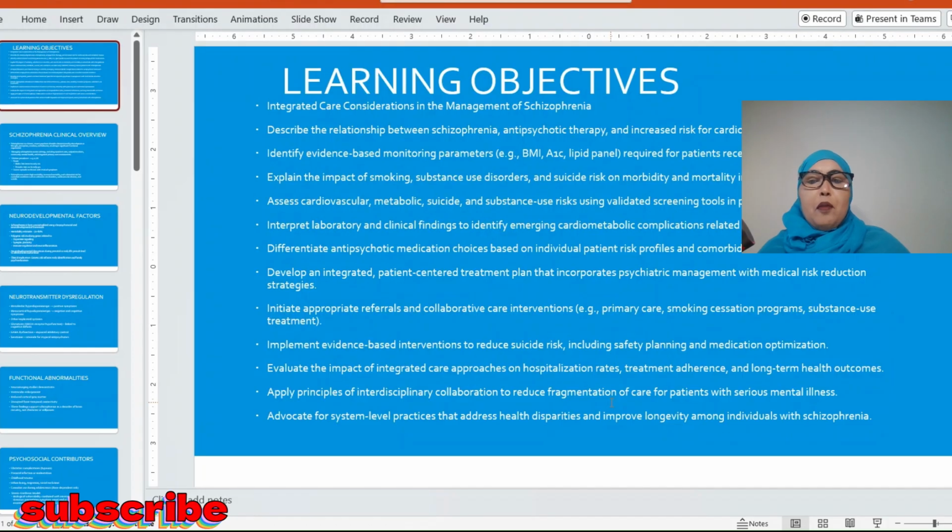obesity, morbidity, and mortality in individuals with schizophrenia. The assessment you have to do for cardiac, metabolic, suicidal, and substance abuse risks using validated screening tools in patients with schizophrenia, and how to interpret the labs and clinical findings to identify emergency cardiac complications.